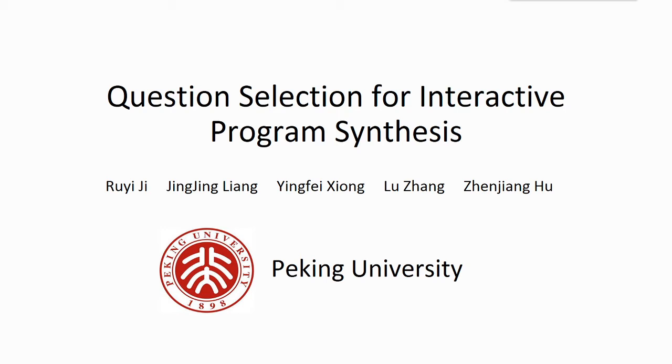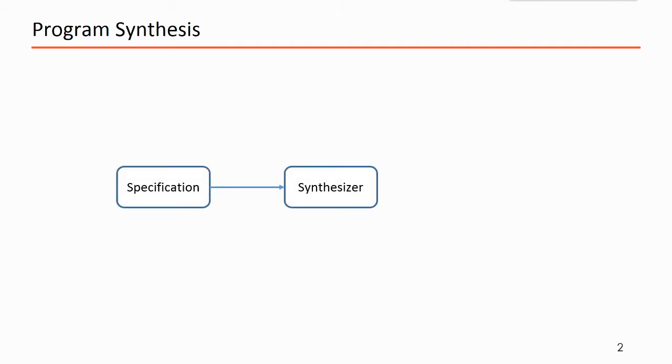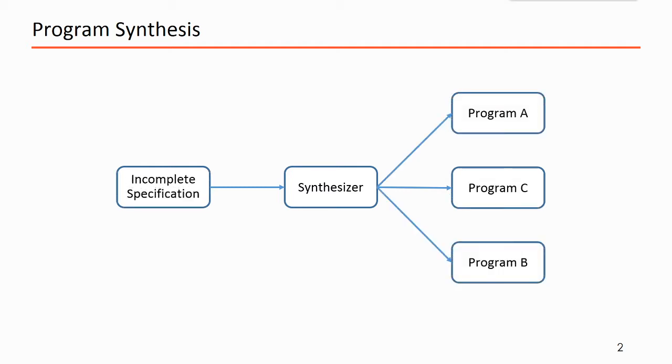Today I'm here to talk about question selection for interactive program synthesis. Let's start with an introduction to program synthesis and interactive program synthesis. A typical program synthesizer takes a specification as input and generates a correct program corresponding to the given specification. However, in practice, the specification may be incomplete, leading to ambiguity among many possible programs.